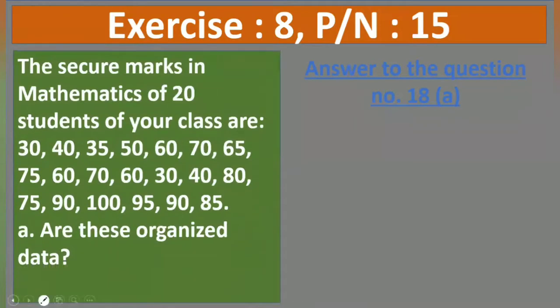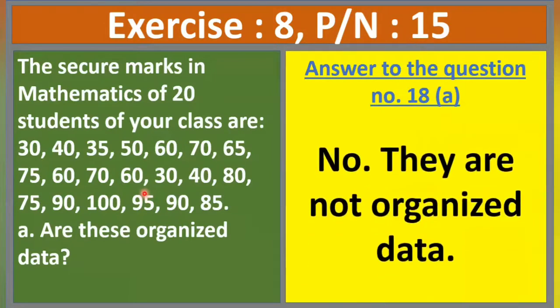So see, in A, the question was, are these organized data? Whenever we were discussing the basic things, I said that in organized data, the data will be organized according to their numerical values. But see here, the data are very much scattered, isn't it? After 30, 40, and again another lowest number, again another highest number, that is 50, again 60. So these data are not organized. So what will be the answer? Yes, in answer to the question of 18A, we will write that no, they are not organized data.